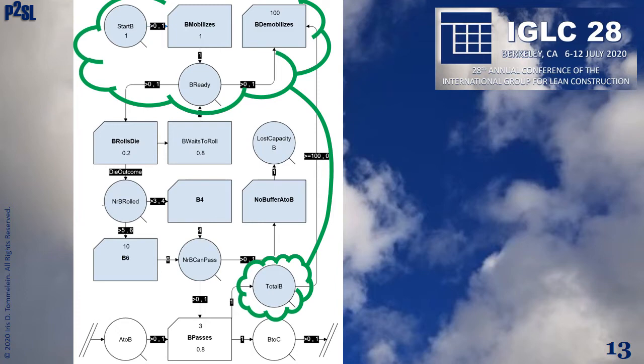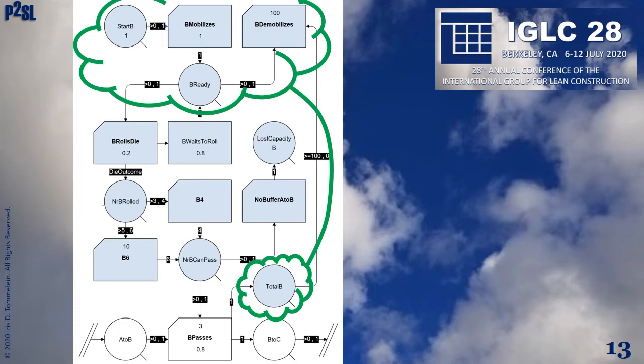Let's look at 3 groupings of elements. The first one, marked in green, is to track the trade's time on site. Start B has 1 unit in it, 1 crew. B mobilizes has a duration of 1 week to model that the crew gets to site in B ready 1 week into the project. Likewise, crew C will arrive 2 weeks into the project, and so on.